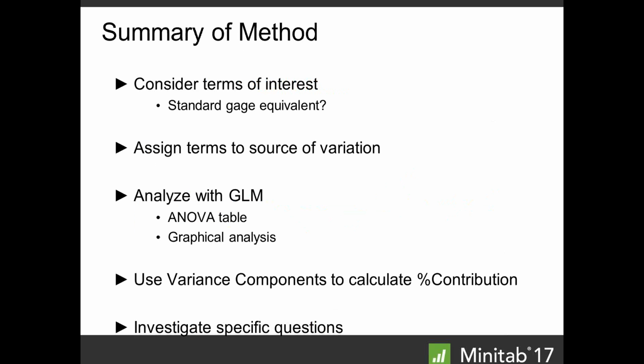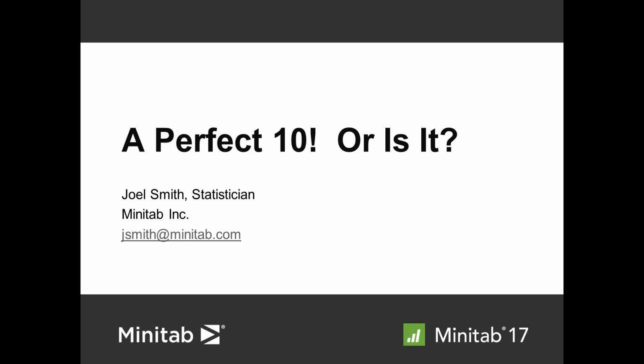So again, that's an example of answering maybe a very specific question we have. Now we still use the same method. We still found our equivalent standard gauge terms. We still assigned the variation to those, analyzed it with GLM, used those variance components to get our standard percent contribution statistics. But in this case, we also had a very specific question we wanted to answer. We were concerned about a very specific problem, and I think we were able to comfortably go in and answer that question. So that's what I have for now. If we have questions, I'm more than happy to answer.